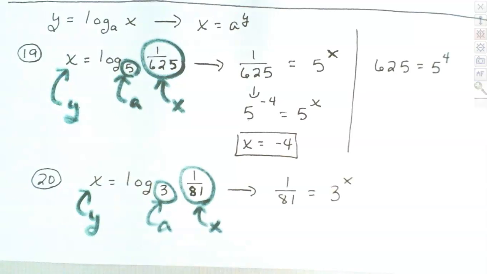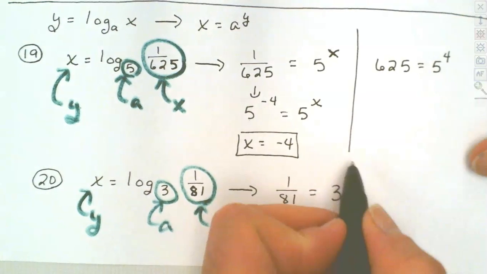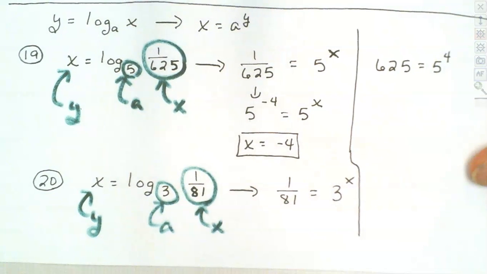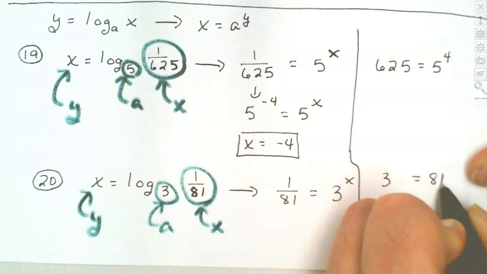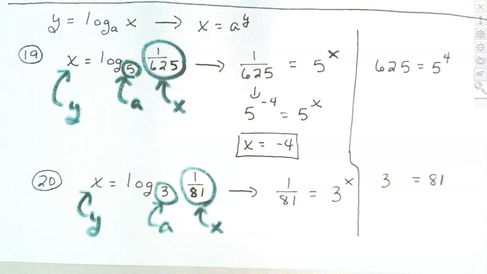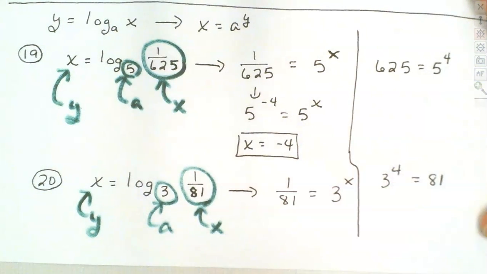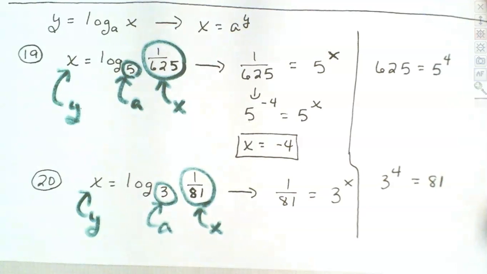Now, we again need to come up with the same bases. So what do we know? We want a base 3. Well, 3 to what power is 81? Because we have to have the same bases. Well, 3 squared is 9. 3 cubed is 27, right? 3 to the 4th power would be what? 81. So that's what we want. So we know then that 3 to the 4th power is 81.